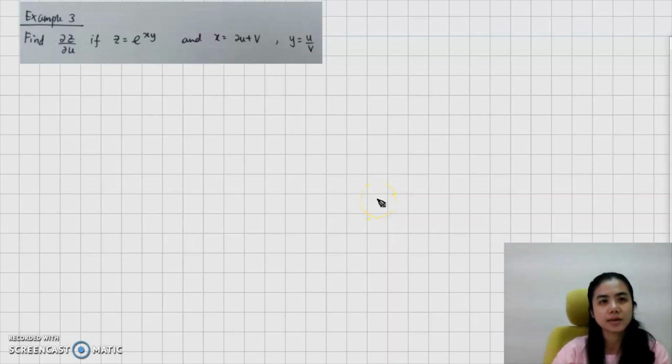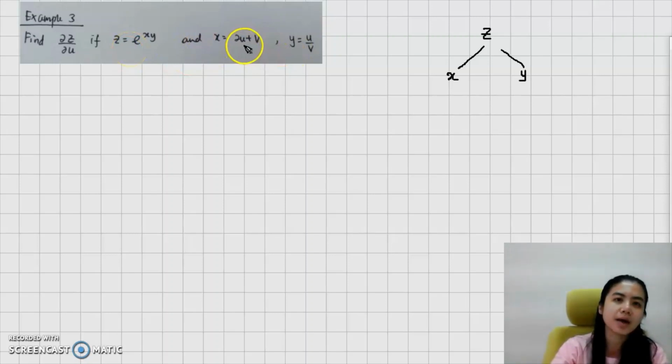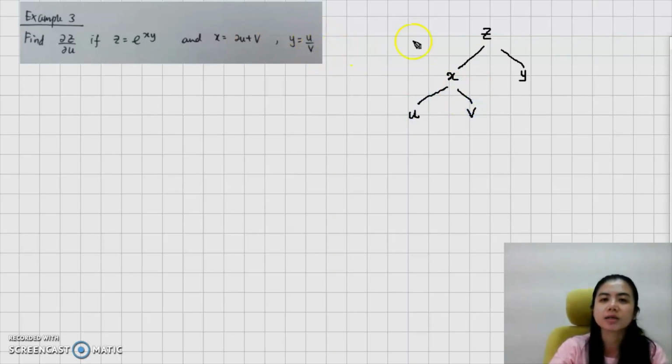Let's look at the last example for the chain rule. Same thing, we're going to analyze this one. We can see that we have two variables, so we have two branches, that is x and y. I'm not going to write the partial, because we only find one partial derivative. Let's analyze this. Look at the x. The x has u and v. Same thing happened for the y. It has u and v.